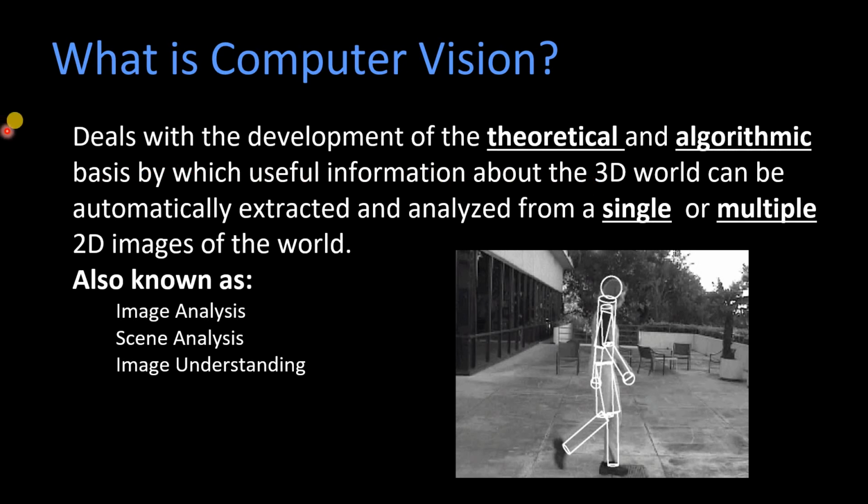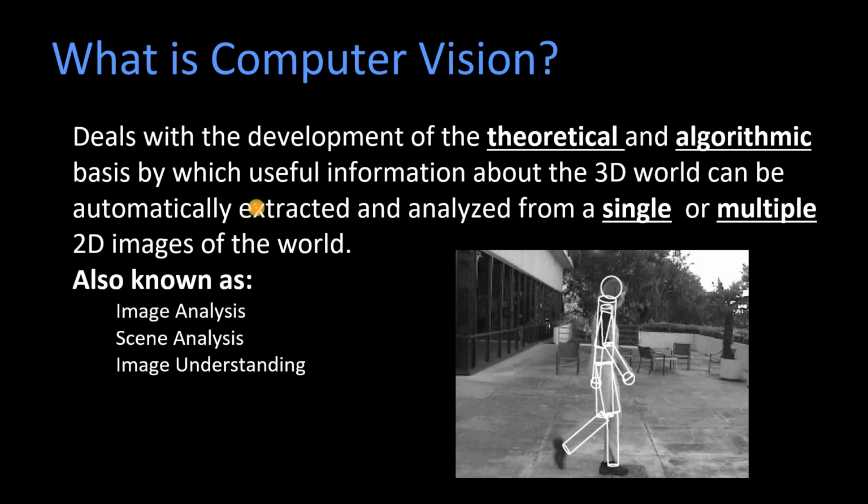So let's read it again. Computer vision deals with the development of theoretical and algorithmic basis by which useful information about the 3D world can be automatically extracted and analyzed. In computer vision, we try to create the theory and then the software that can help us to get the information from the 3D world around us. And this information should be obtained automatically. We should not help the computer. No one should help the computer. The computer should be able to do it automatically.